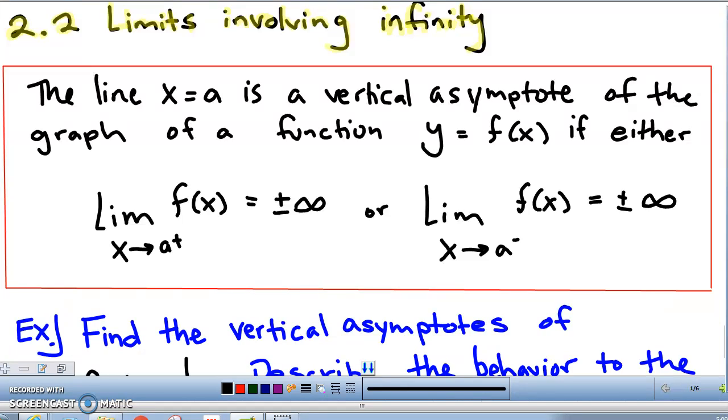Okay, 2.2, limits involving infinity. So the line x equals a is a vertical asymptote of the graph of a function y equals f of x if either the limit of f of x as x approaches a from the positive side is equal to positive infinity or negative infinity, or the limit of f of x as x approaches a from the negative side is equal to positive infinity or negative infinity. Okay, so hopefully by now you guys have a good understanding of vertical asymptotes from your previous math classes. Add this to your notes.